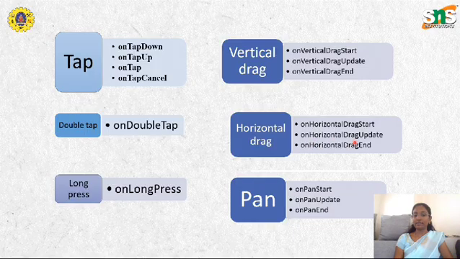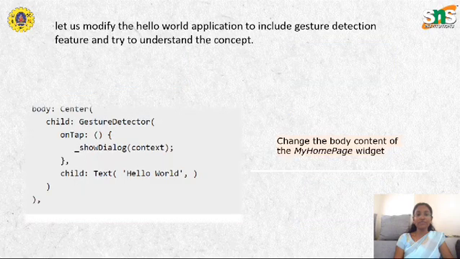Drag updates. Okay, the next ones are on pan start, on pan update, and on pan end. These are the classes we have to use. Next, we are giving an example: modify the Hello World application to include gesture detection features and try to understand the concept.